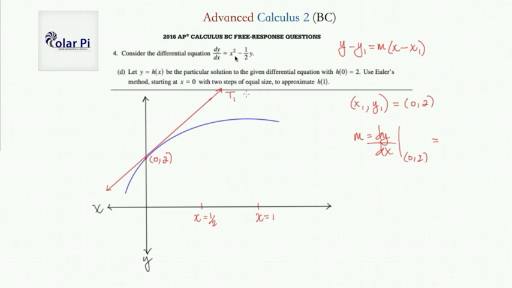Plug in 0 for x and 2 for y, and simple arithmetic will say that the slope of this first tangent line, t1, is -1. Just making it abundantly clear what we're plugging in there. Otherwise, as I said, it's simple arithmetic, and this is the arithmetic.